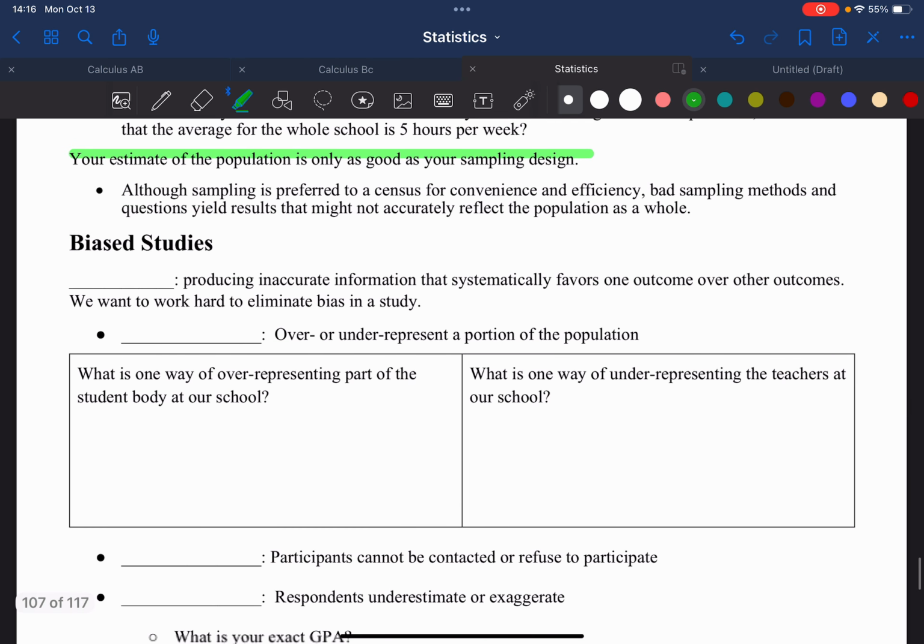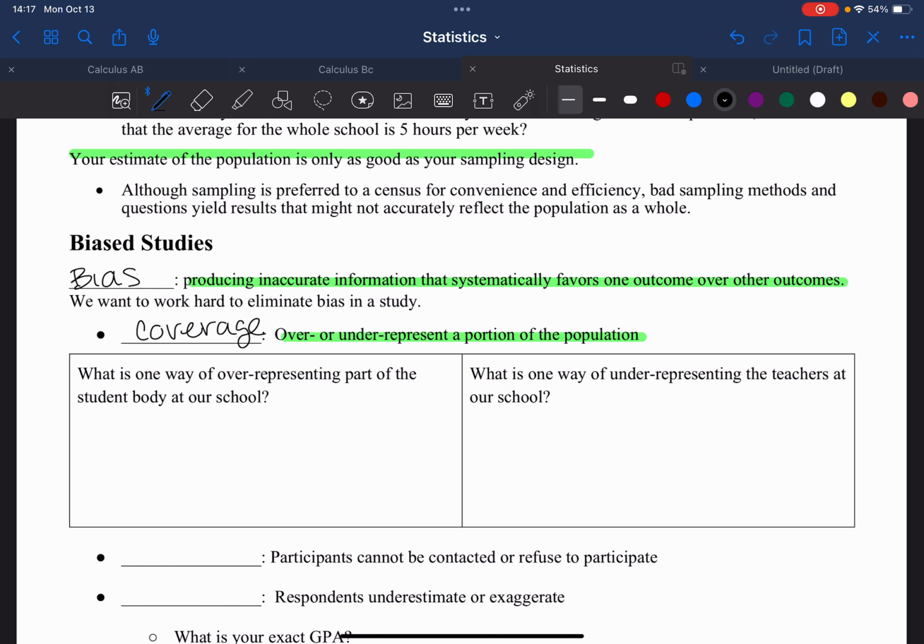So let's talk about bias in studies. A bias produces inaccurate information that systematically favors one outcome over the other. We work very hard to eliminate bias. We have different types of bias. One is a coverage bias, and coverage bias means we can over or underrepresent a portion of the population.